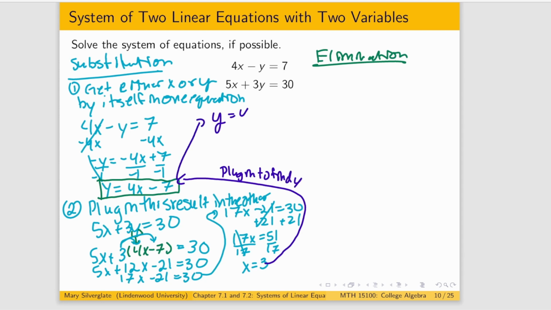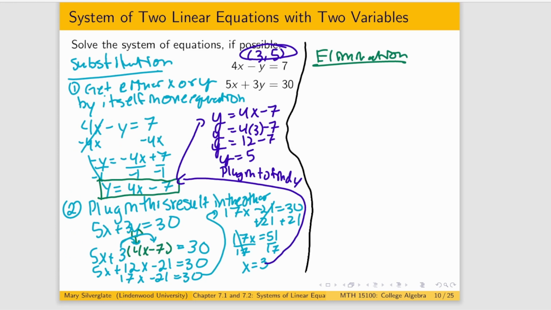So y is equal to 4x minus 7. I just found out that x is equal to 3. 4 times 3 is 12, so y is equal to 5. So I just found out that my entire solution is the point (3, 5), because x is equal to 3, y is equal to 5.